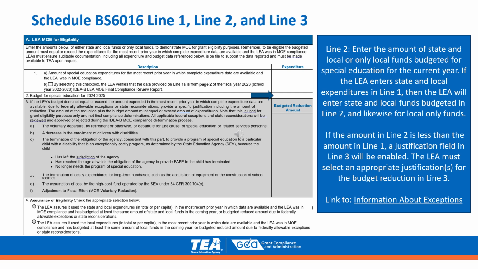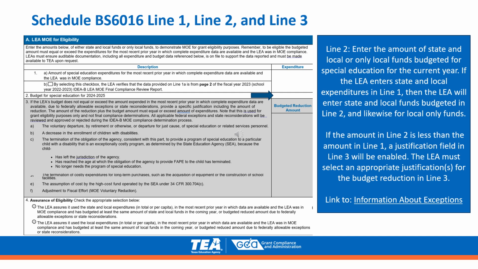The same would be true if you're reporting local and state total or per capita funds. For line 1A, you would need to do the same in line 2, meaning that you would also need to be reporting state and local funds total and per capita as your expenditure amount in line 2. So there needs to be alignment in the type of funding being utilized between what's being reported in line 1A for the most recent prior year and what's being reported in line 2 for the current school year.